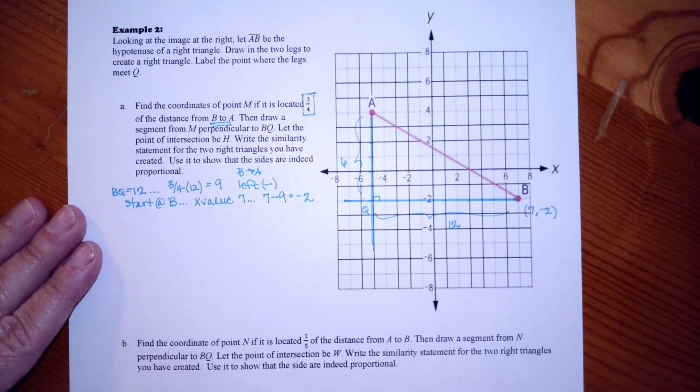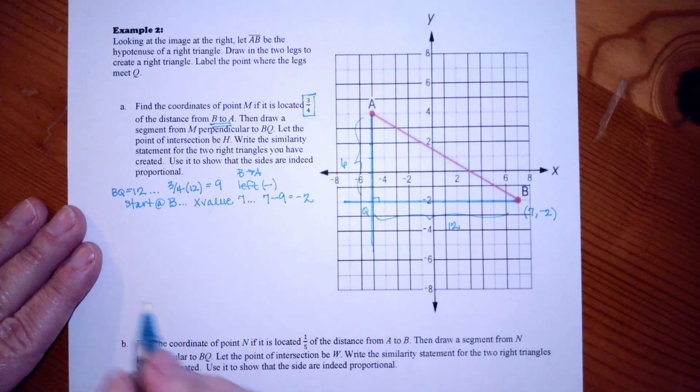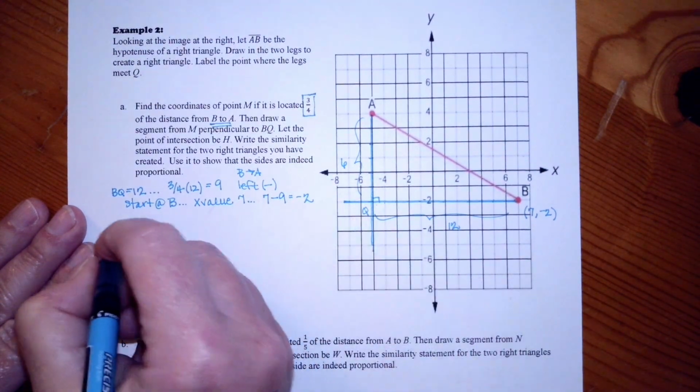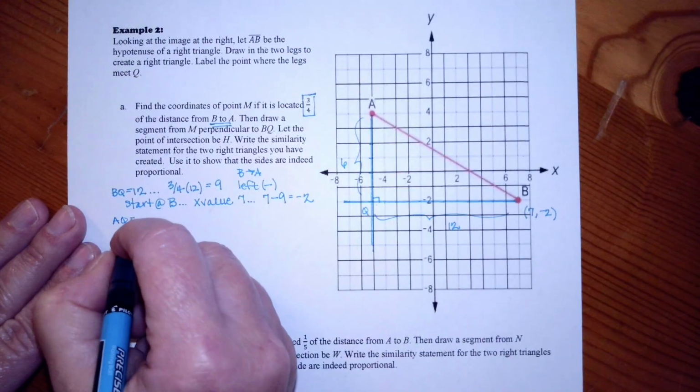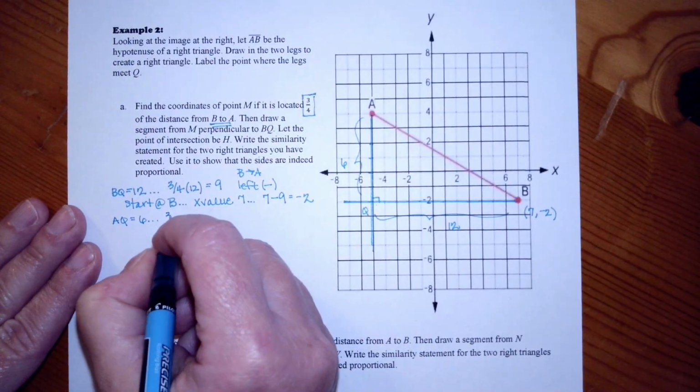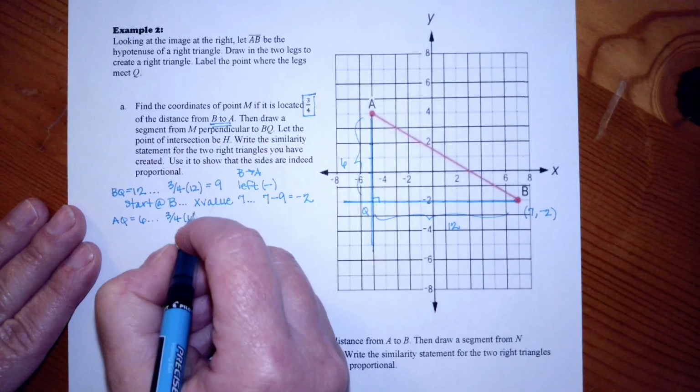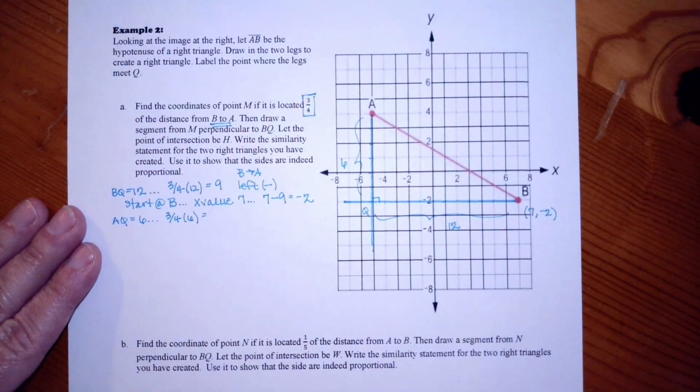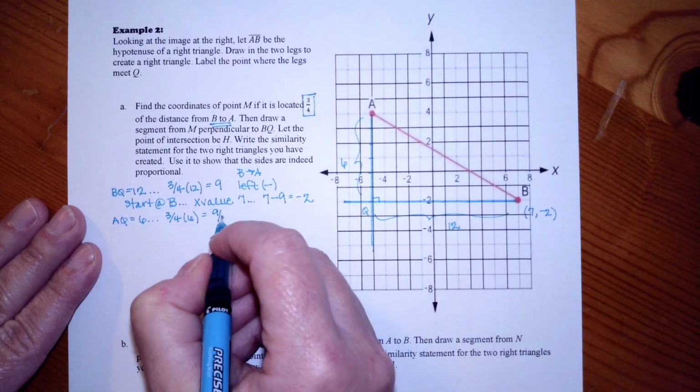I'm going to do the same thing with the other side. So I'm going to do my vertical distance now. So this time A to Q, that vertical distance, that's going to be a 6. I would like 3/4 of 6. And again, we're going to leave that as a fraction. So 3/4 of 6 should come out to 9/2, 4.5.